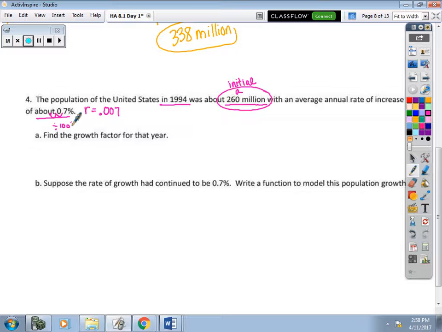Part A asks us to find the growth rate for that year. The growth rate is our B variable, which can be found by adding 1 to the rate of increase. So we would get 1.007.